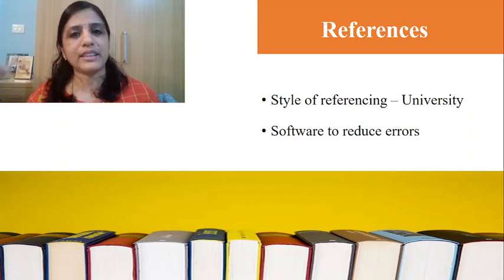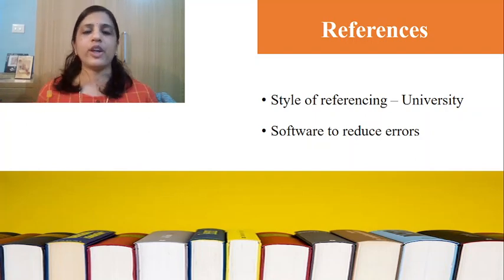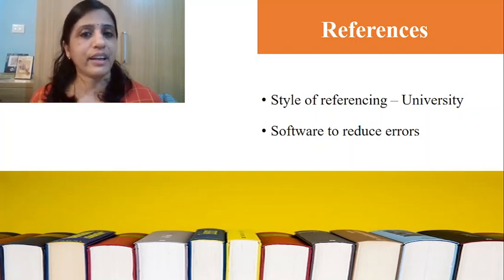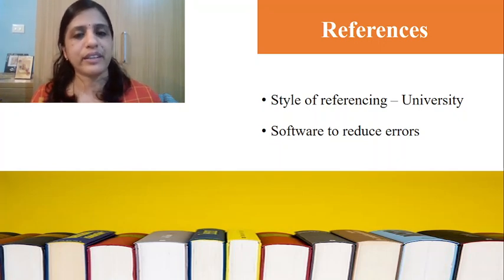It will ask whether it is APA or Vancouver. You say Vancouver, and now it's perfectly correct. Your reference is ready. You can copy it and put it into your Word document. So that is how error-free references can be generated, but the best one is Zotero. Try to look into Zotero referencing, or go for a free Vancouver reference generator.